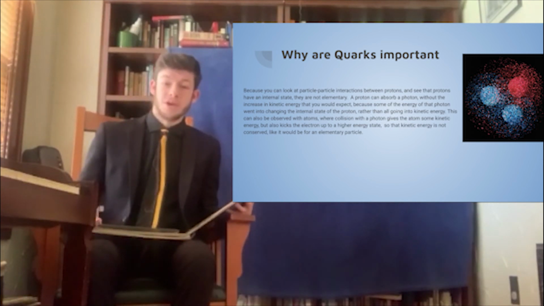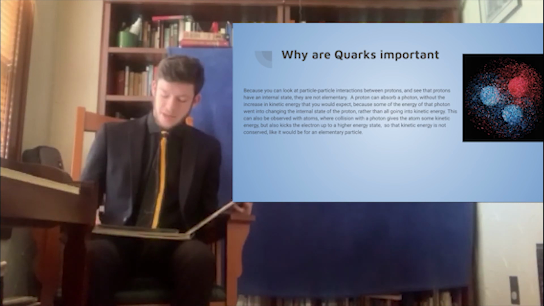Why are quarks important? Because you can look at the particle-particle interactions between protons and see that protons have an internal state, that they are not elementary. A proton can absorb a photon without the increase in kinetic energy that you would expect, because some of the energy of the photon went into changing the internal state of the proton rather than all going into the kinetic energy.